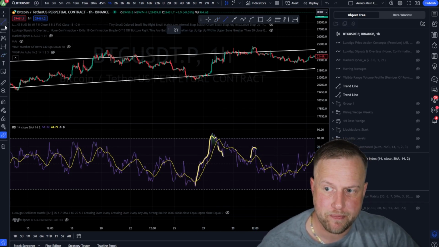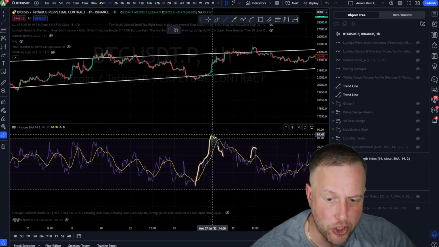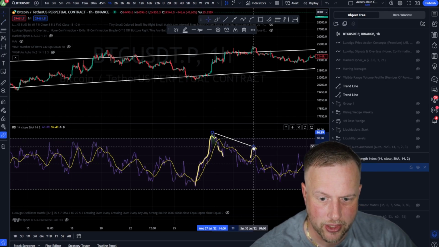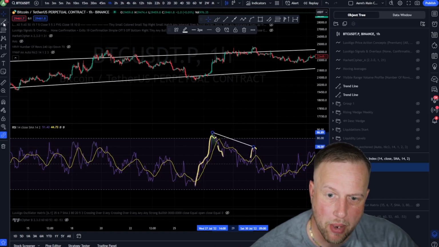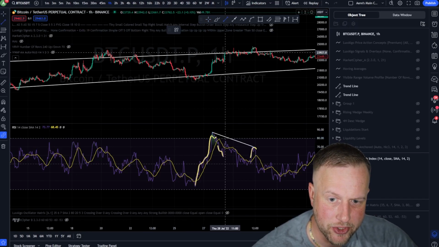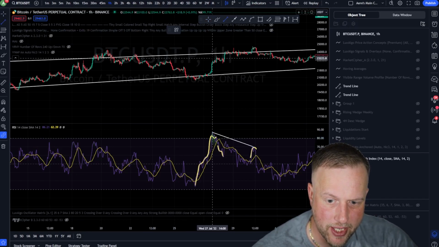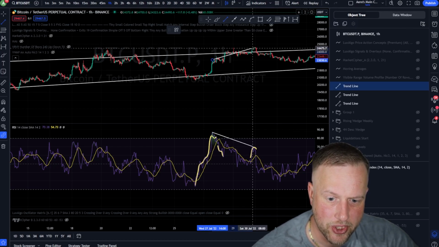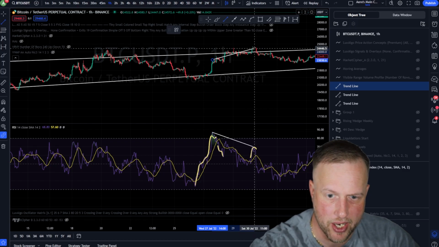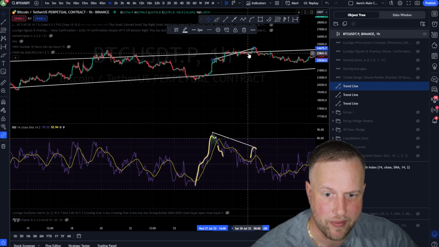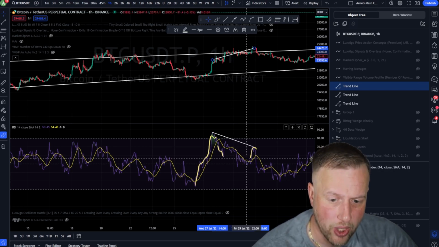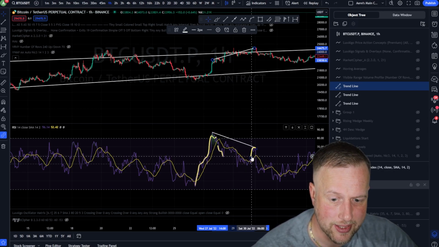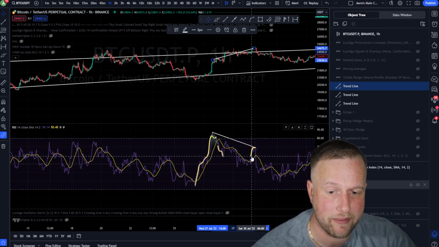The third thing is you can spot divergences here. So look, there's a high and a high. So it's a lower high. But look at the price here. There's your high in the same time frame. Let's take it right there. So there was your high on the RSI. There was your high on the RSI. So you have a higher high, right, on the price. And you have a lower high on the RSI. So that is a bearish divergence.